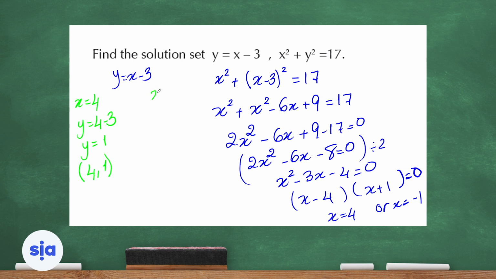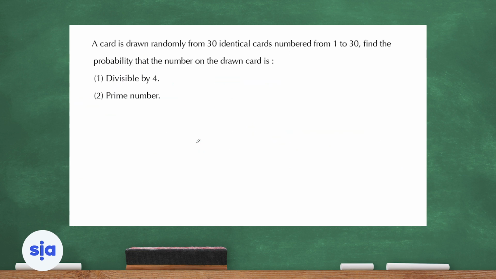How about the other value of x, which is x equals negative 1? Yes, so y equals negative 1 minus 3, so it's equal to negative 4. So here we have two solutions for this, where x equals 4 and y equals 1, and x equals negative 1 and y equals negative 4. Let's move to another question.